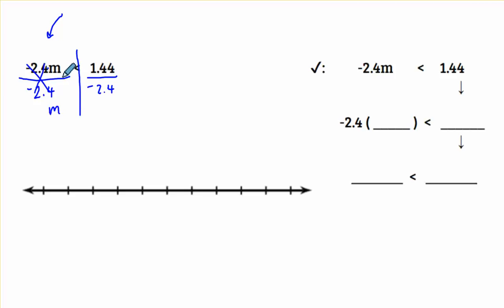Now, what happens when I multiply or divide both sides by a negative? Remember, negatives make everything the opposite. That's actually another word for this negative or minus sign: opposite. So we need to make the symbol the opposite. So instead of less than, it's now going to turn into greater than. Okay? Now we need to do the work.